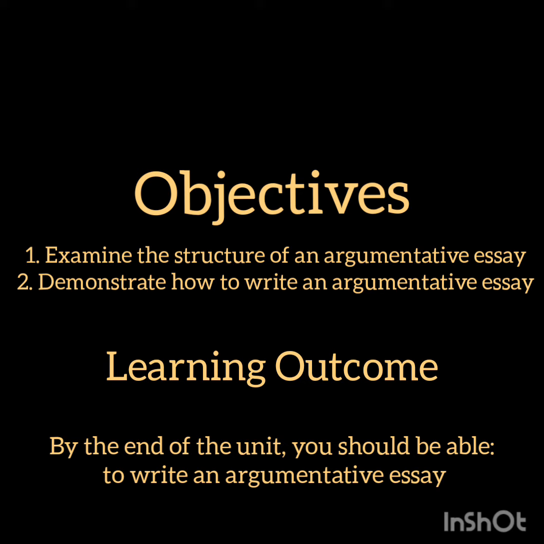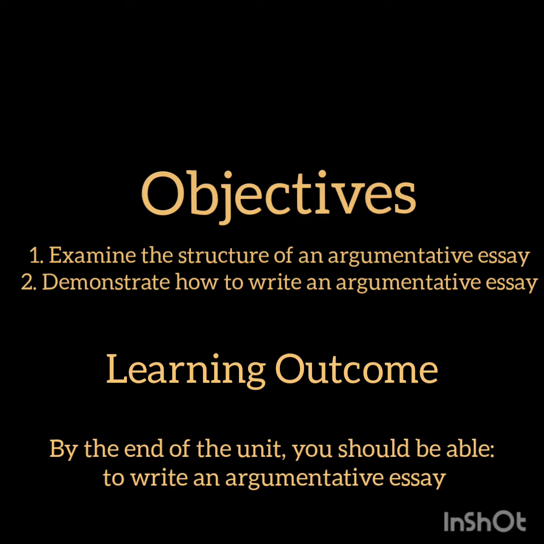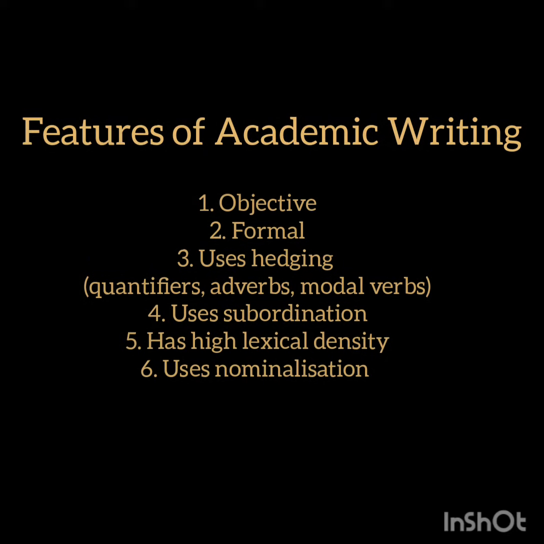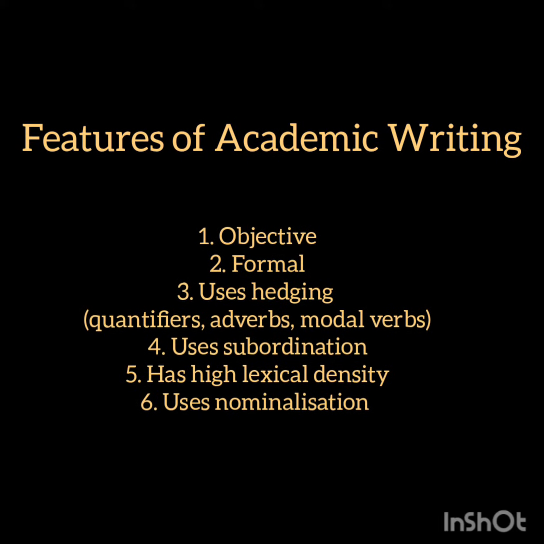There are certain features of academic writing that set it apart from all the other types of writing. Academic writing is objective. That means it uses the passive form of the verb. It is an impersonal form of writing and focuses on the subject and not the writer.